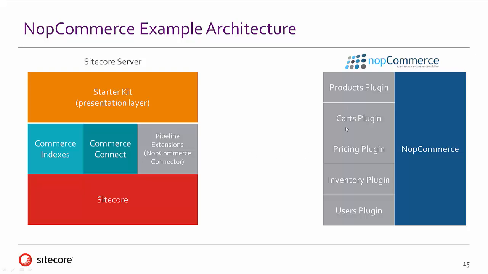Now, everything here that you're seeing in gray, these are really where you're doing coding against Commerce Connect and coding against NopCommerce. So there's a number of plugins which are compiled and installed on the NopCommerce side, one for really each functional area that we're integrating with. So products, carts, pricing, inventory, and users. And then there's a number of pipeline extensions on the Sitecore side. So as operations occur, for example, product synchronization or pricing calls, the request will come, it'll go through the pipeline to that external e-commerce system, which in turn gets that value from NopCommerce.